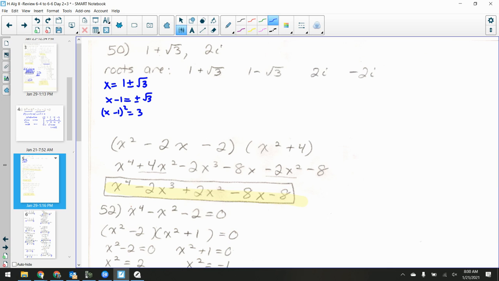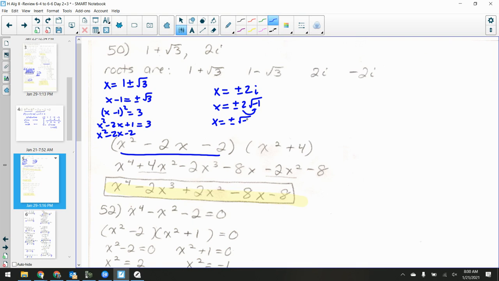I actually square x minus 1 now. x squared minus 2x plus 1 is equal to 3. And then I subtract over: x squared minus 2x minus 2. And that's where you see that. And then with the plus or minus 2i, x is equal to plus or minus 2i. Well, remember, i is the square root of negative 1. So 2 square root of negative 1. I put that 2 back underneath the radical. x is equal to plus or minus radical negative 4. Then I square. x squared is equal to negative 4. And then x squared plus 4 is equal to 0. And at that point, the work is the same.